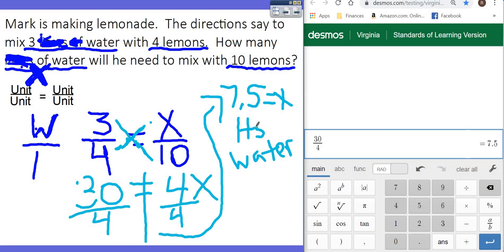Okay? So again, when it's just talking about this to that, like water to lemons, miles to hours, time to miles, anything like that, this is what you're going to use up here. This unit to unit equals unit to unit. But you need to write something like this so that you don't get them mixed up, because if you put them in the wrong order, it's not going to work.